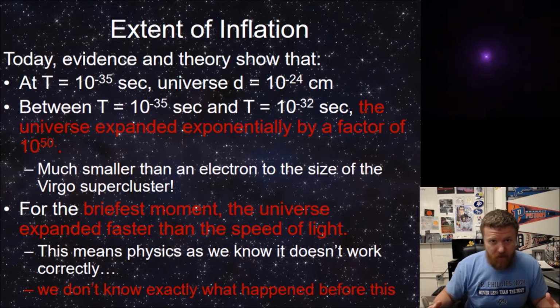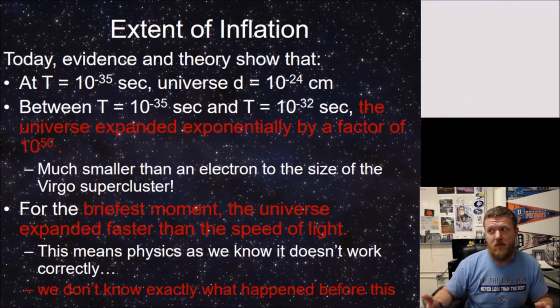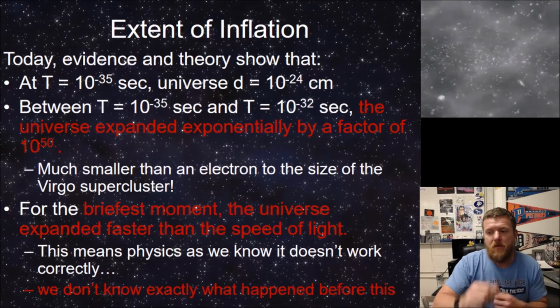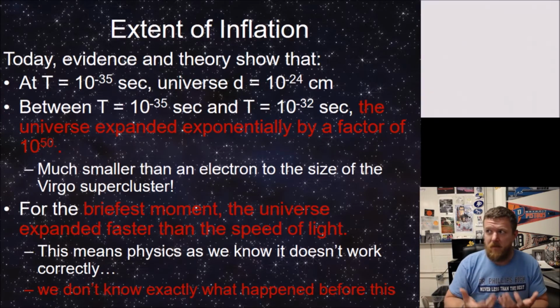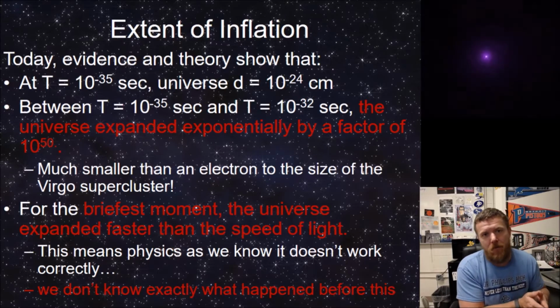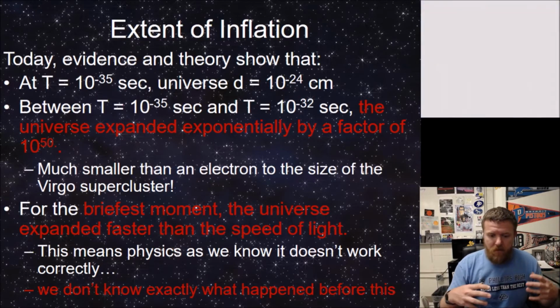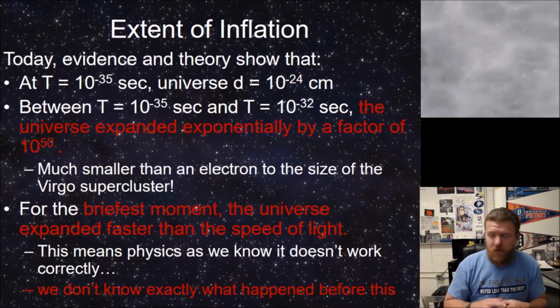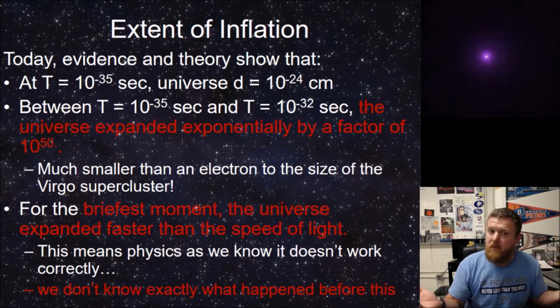Way faster than the speed of light. Which also means that our laws of physics don't work. There's no way to do any experiment in our current universe that could tell us what happened before this inflationary epoch, because physics were different during this time. So stuff could have been happening that we will never be able to even know about.